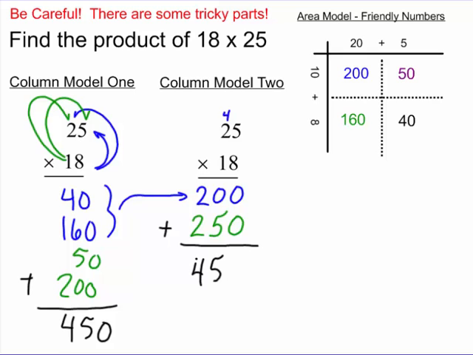But you will notice I get the exact same 450. So my advice is master the area model, explore column model number 1 until you're really, really comfortable. And then if you want to explore column model number 2, you'll notice it's a bit less writing, but there are some tricks and traps along the way.